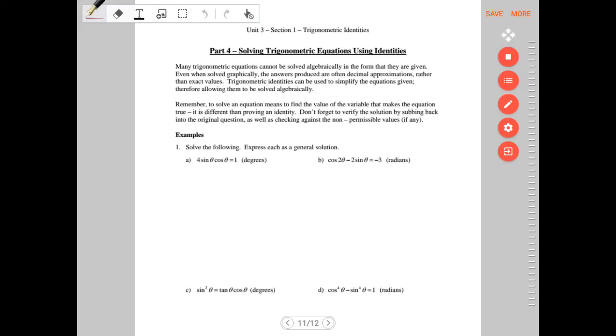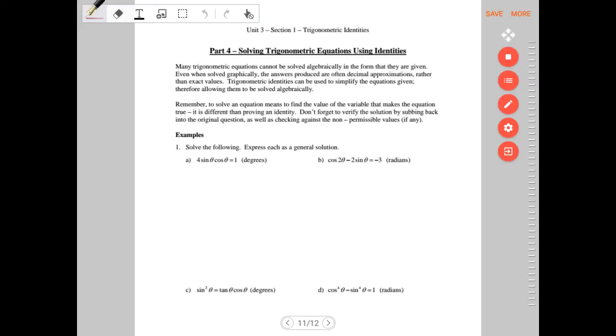Solving an equation means to find the value of the variable that makes the equation true. It's different from proving an identity. So when you're solving, you treat this just like every other solution. You make sure that you get the variable isolated and find out what values work for it. Check for non-permissible values, if there are any, so that you can make sure none of your solutions are extraneous. Solve the following. Express each as a general solution.